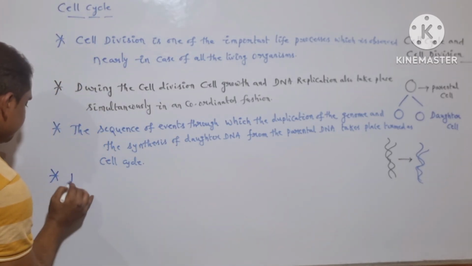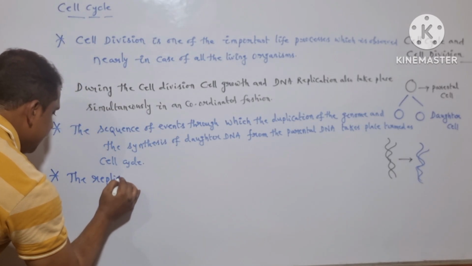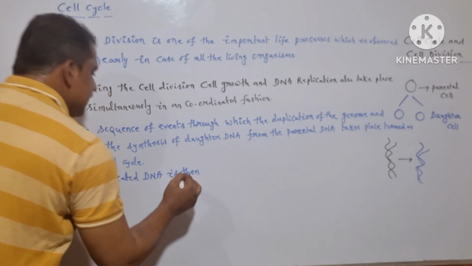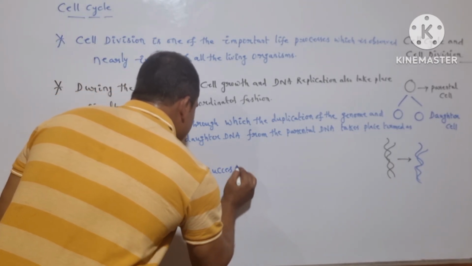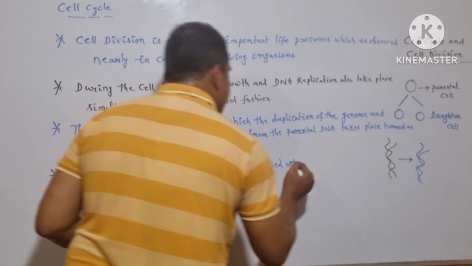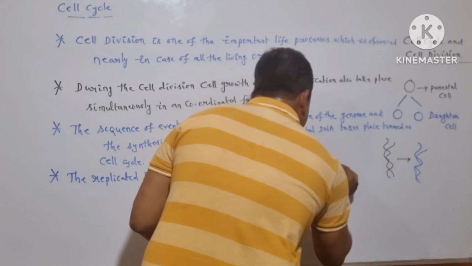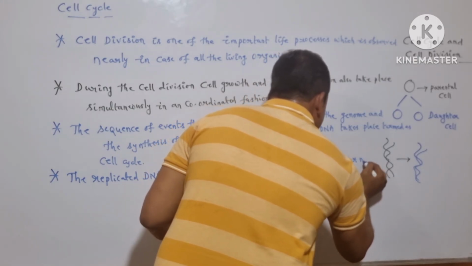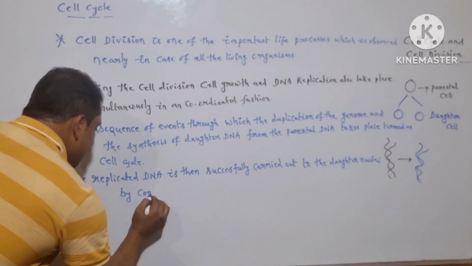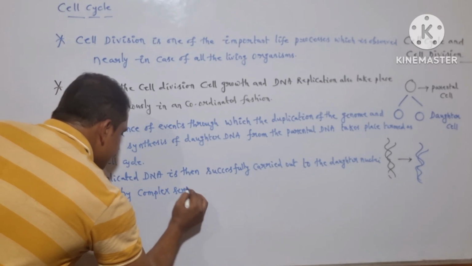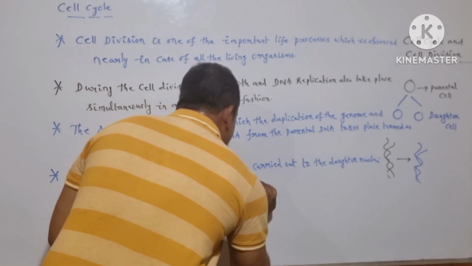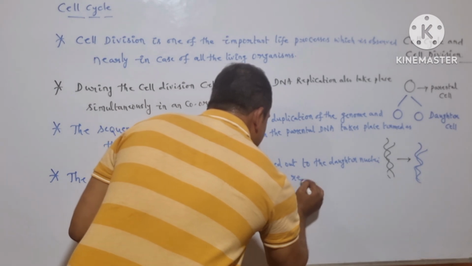The replicated DNA is then successfully carried out to the daughter nuclei by a complex series of events, a series of events which are regulated under genetic control.